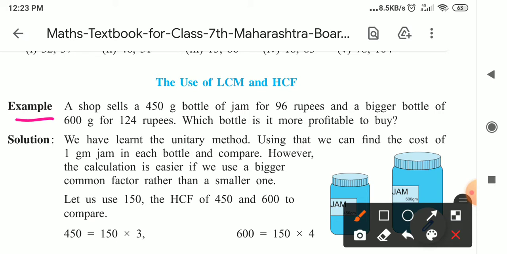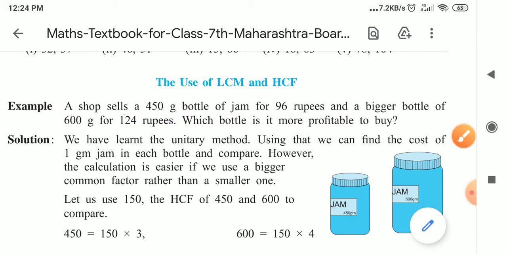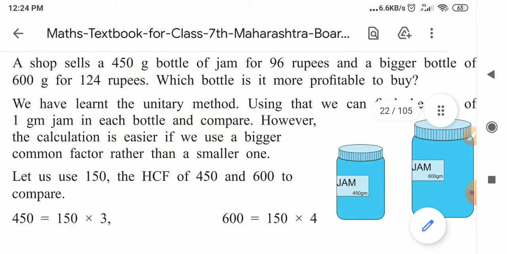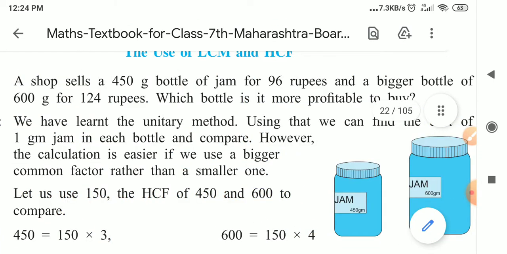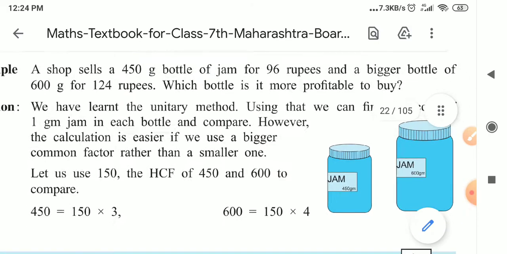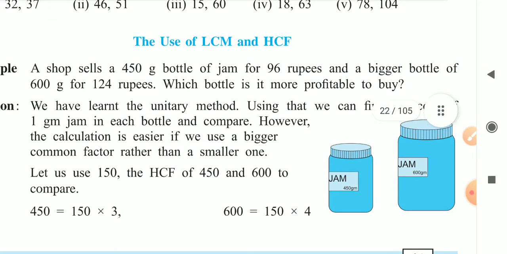a shop sells a 450 grams bottle of jam for 96 rupees. Means the weight of the jam in that bottle is 450 grams and its price is 96 rupees. A bigger bottle, its weight is 600 grams and its price is 124 rupees. Which bottle is more profitable to buy?